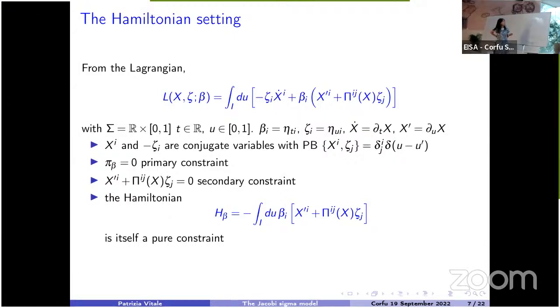So the Lagrangian, one can be more explicit. The Lagrangian is here. So Z and beta are the components of the one form eta. So derivative with respect to T component, U component, X dot and X prime are the analogous for the embedding map X. And then from the expression of the Lagrangian, one sees immediately that X and Z are conjugate variables, that the theory has constraints. This is the primary constraint. This is a secondary constraint. This is actually the Hamiltonian, and it is itself a pure constraint.